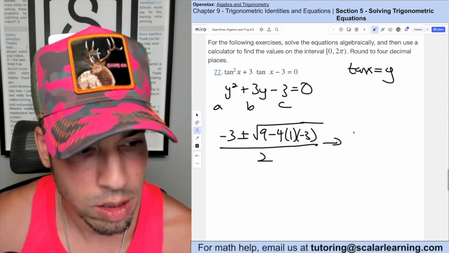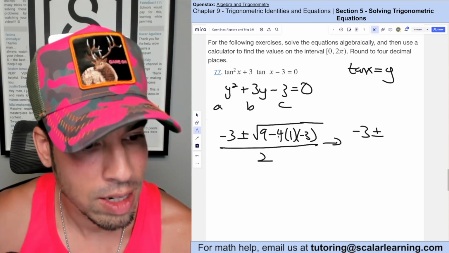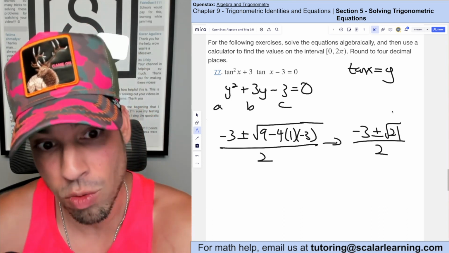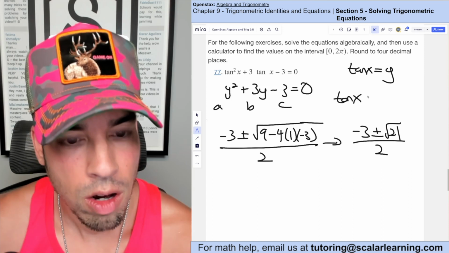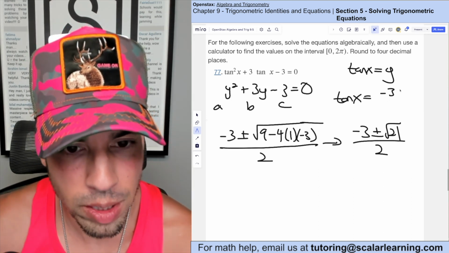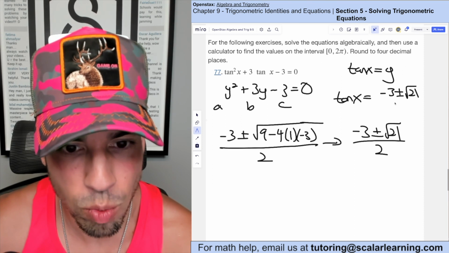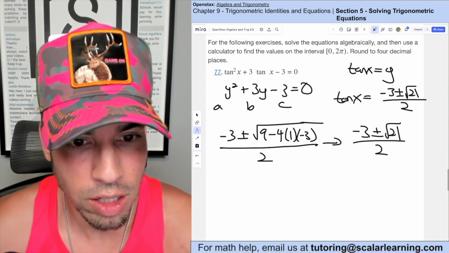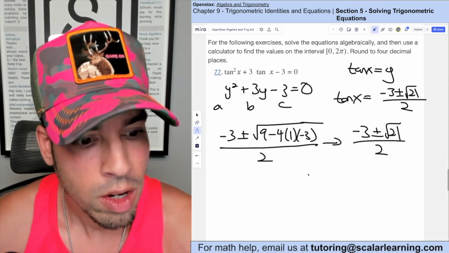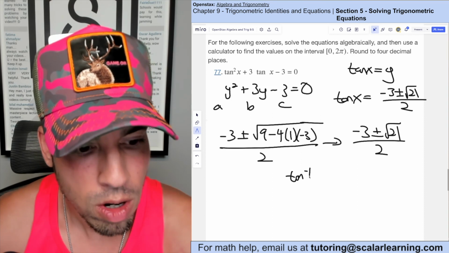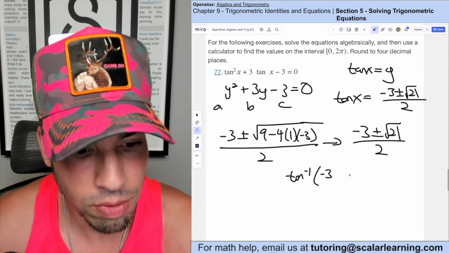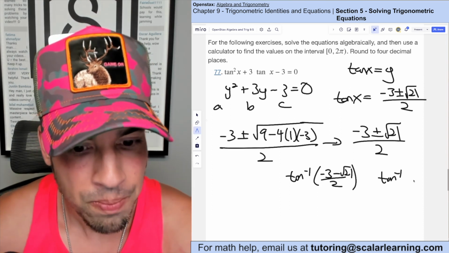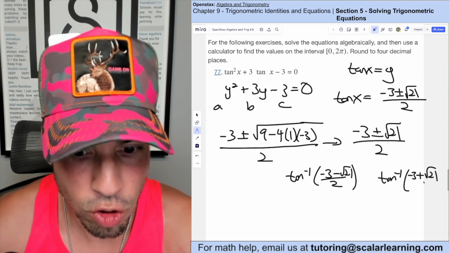So what is this? This is -3 plus or minus, the negatives cancel out, so it's 9 plus 12, which is radical 21, over 2. This is great, because now tangent of x equals -3 plus or minus radical 21 over 2. In simple terms, I'm going to take arctangent of both sides, because this obviously isn't on the unit circle. So my 2 solutions as of now are arctangent of (-3 minus radical 21)/2 and arctangent of (-3 plus radical 21)/2.